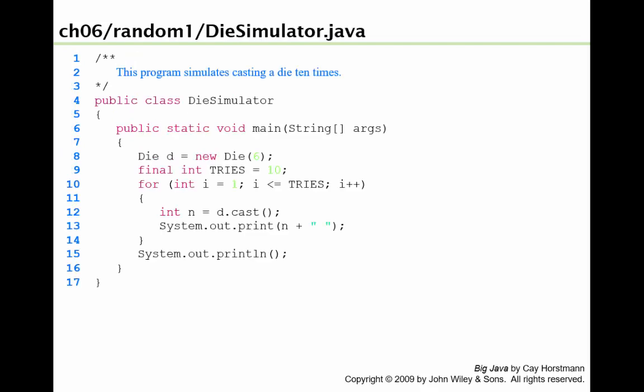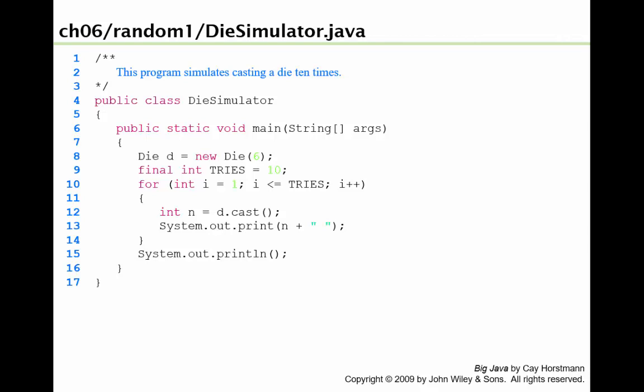Here's the simulator. Here's our main method. We created a new die. We make it have 6 sides. That's its construction parameter. We create a constant called tries. So we're going to roll the dice 10 times. So we're going from 1 to 10. We cast the die and we print out what we got once we rolled it. And that's all on the same line.